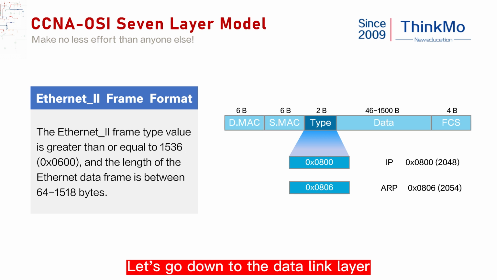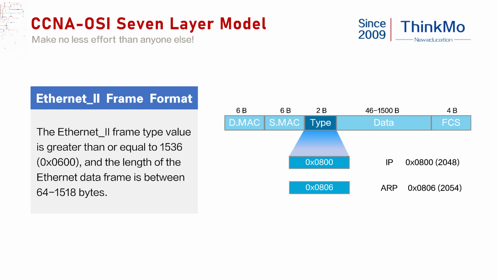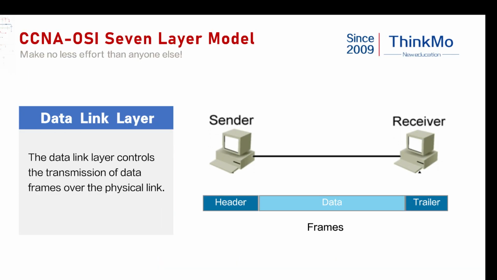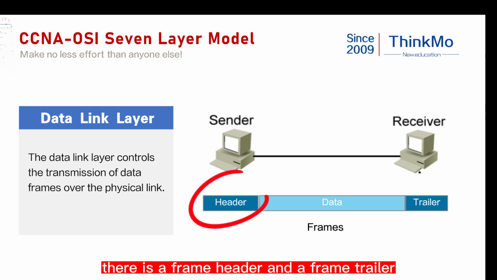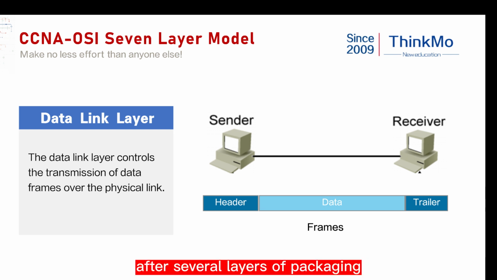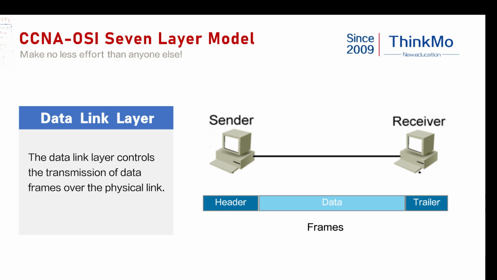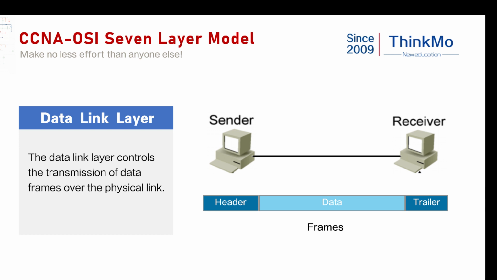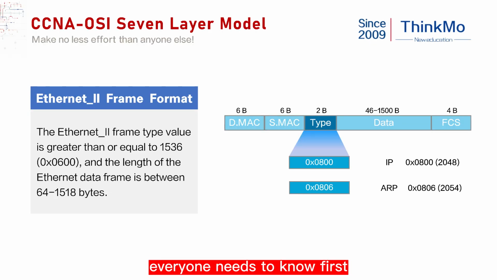Let's go down to the data link layer. For the data link layer, we will only cover Ethernet II. Let's just take a look here. For our data link, there is a frame header and a frame trailer. Then the middle is in fact our packet. After several layers of packaging, we call it a layer 2 packet. Plus the layer 2 header and trailer, this is called the data link layer. After adding, we call it a data frame. It's a name everyone needs to know first.